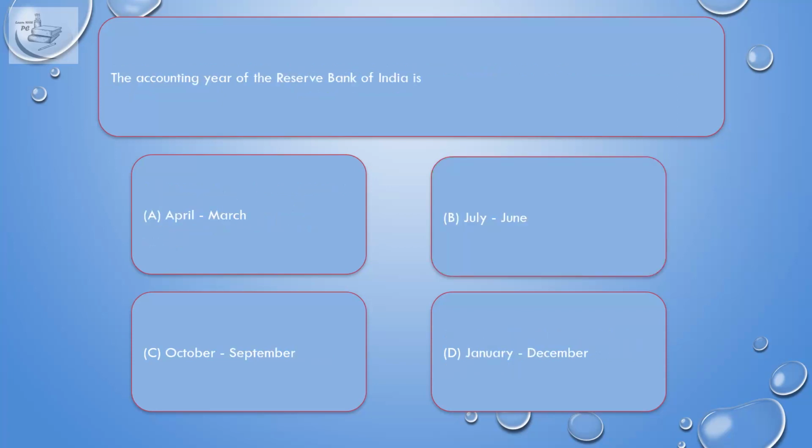Question. The accounting year of the Reserve Bank of India is A. April to March. B. July to June. C. October to September. D. January to December. Correct answer is B. July to June.